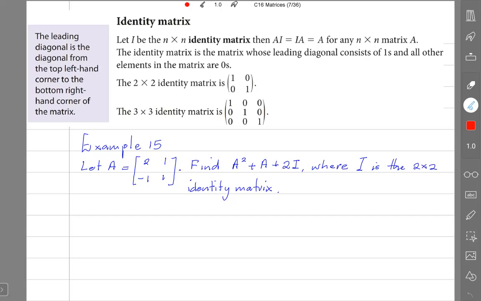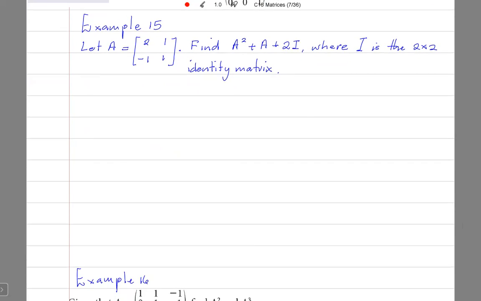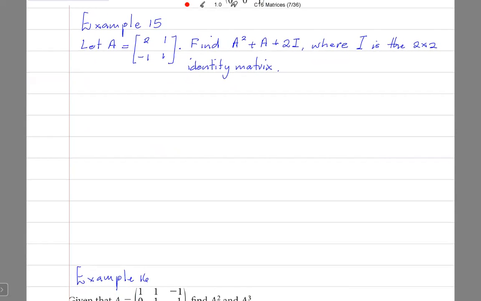Example 15. In example 15, we're told let A be the matrix 2, 1, minus 1, 1. We're to find A squared plus A plus 2I, where I is a 2 by 2 identity matrix. So let's start off by finding A squared. When you square something, you multiply by itself. So A squared would be A multiplied by A.